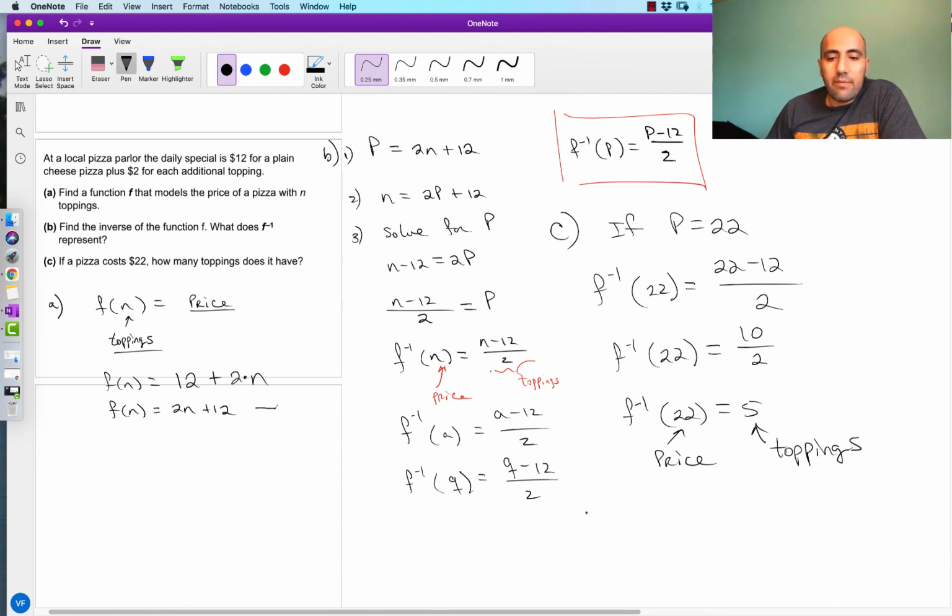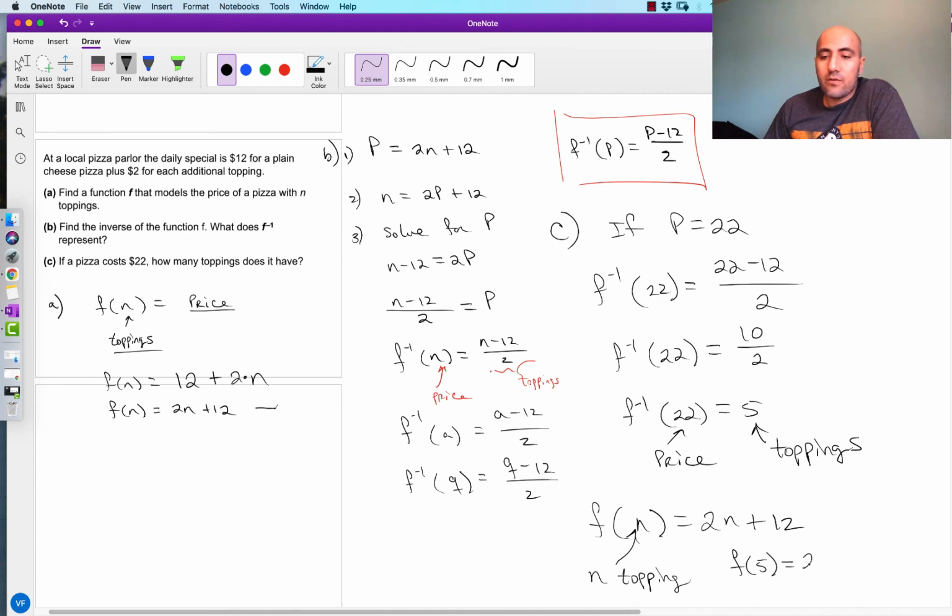And we can just confirm that by going back to the original function where you plug in the toppings, and we know that the equation is just going to be 2 times n plus 12. So f of n equals 2n plus 12. So if we plug in 5 into here, f of 5 is going to be equal to 2 times 5 plus 12, which means f of 5 equals 22. So it's back to this guy.